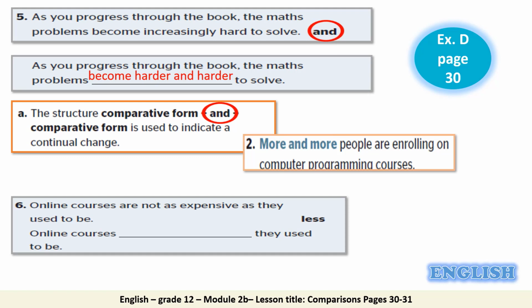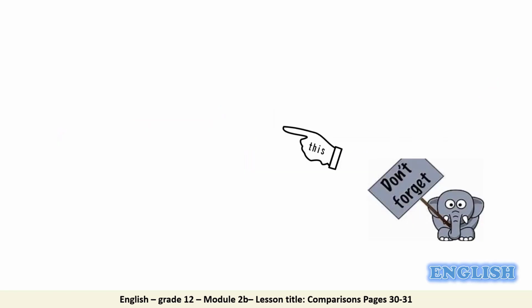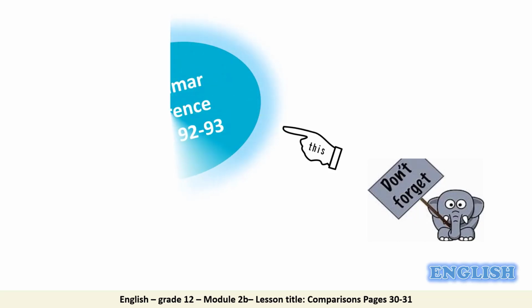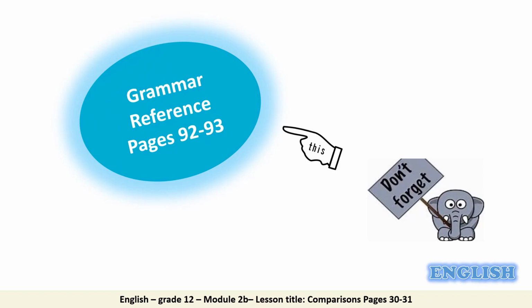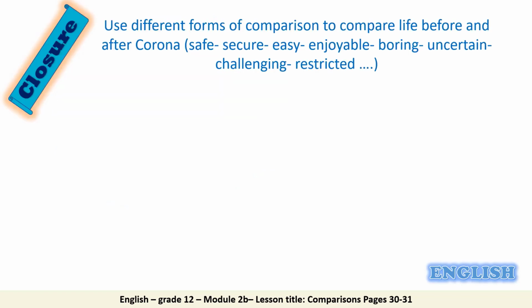Moving on to the last sentence in this exercise, the right answer is the following. Online courses are less expensive than they used to be. You did great, right? You are always up to my expectations. Before passing to the closure, I can never forget to remind you that you can always refer to your grammar reference for more clarifications and explanations.